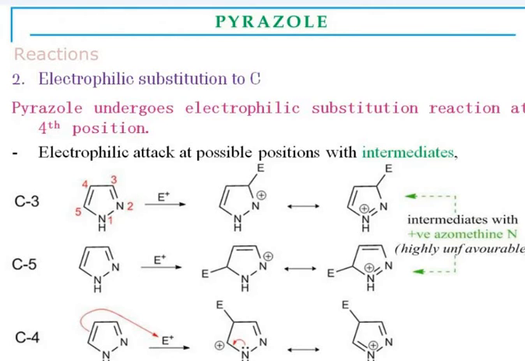When it attacks on carbon 4, then it will attack. So what is the difference? Why is carbon 4 the favorable position for electrophilic substitution? The reason is here: the intermediate with a positive azomethine nitrogen is highly unfavorable. So if it attacks at carbon 3 and carbon 5, this situation will come, which is not favorable. So carbon 4 is favorable in the case of pyrazole.